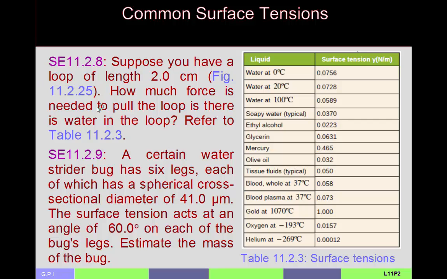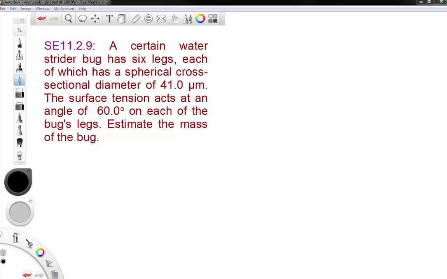Okay, so the other question is, suppose you've got a certain bug. It's got 6 legs. Each one has a spherical cross-section of a given diameter, and it's going to have surface tension acting at an angle of 60 degrees on each of the legs. So we want to know what the mass of the bug must be based on that. Okay, so Freebody Diagram, first of all.